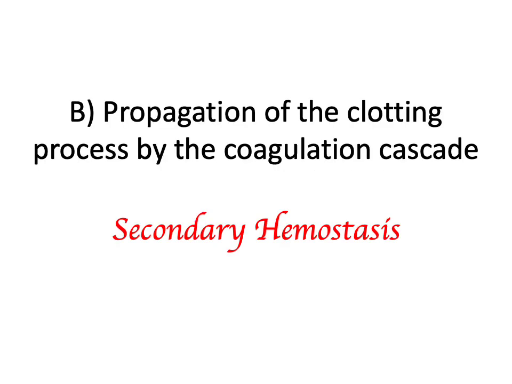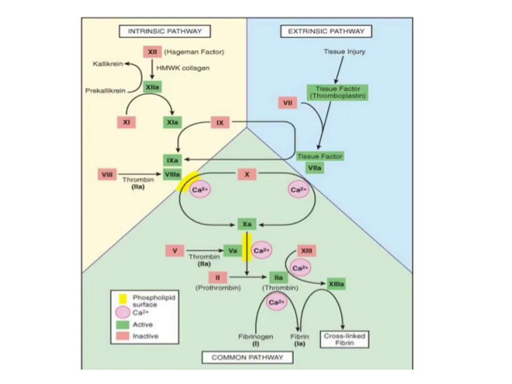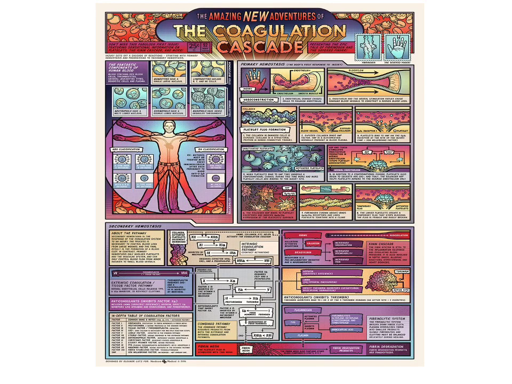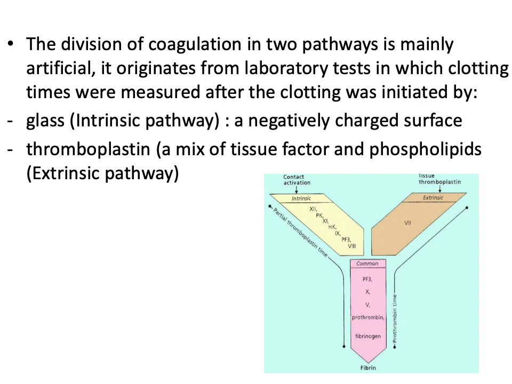Then this is followed by propagation of the clotting process by the coagulation cascade. These are the common pictograms that we see to depict these pathways, but they also can be depicted as complex as this or as simple as this.